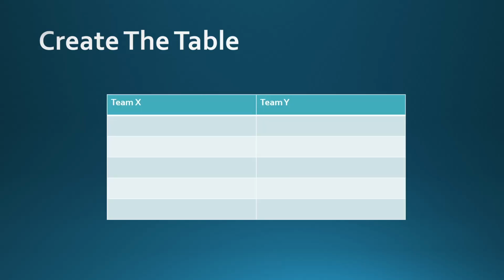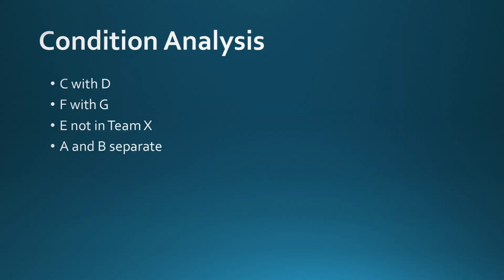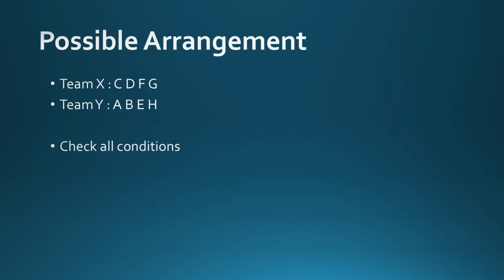First we need to create a table like this, team X and team Y. This first step is to help us visualize the information clearly. Now we will start placing definite information. Now let's analyze the conditions. C is with D, F is with G, E not in team X, A and B separate. Now slowly the structure starts becoming clear. So if we solve step by step, our arrangement could be something like team X is C, D, F, G and team Y is A, B, E, H.